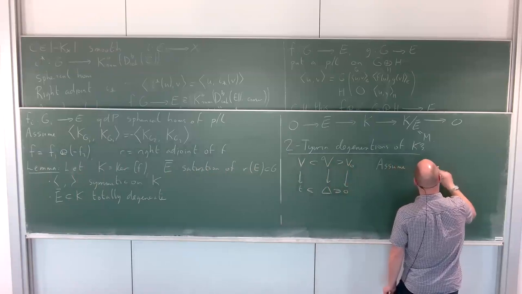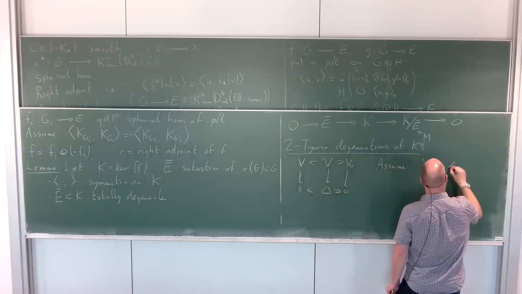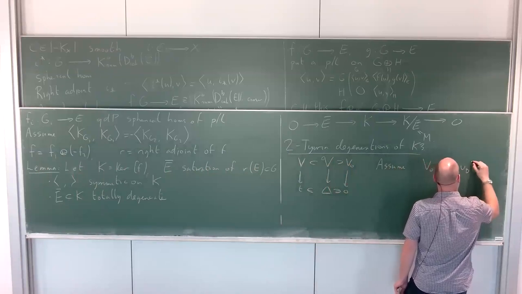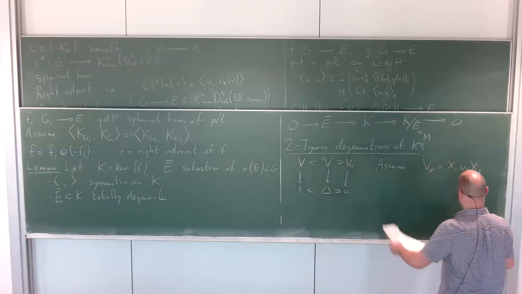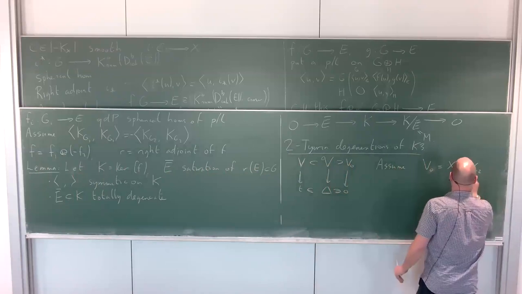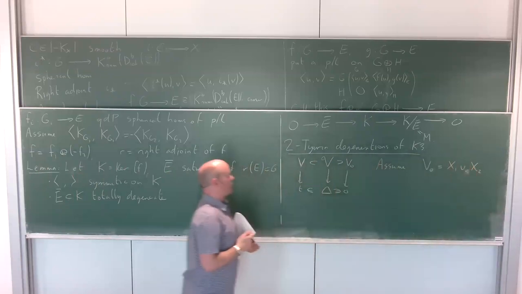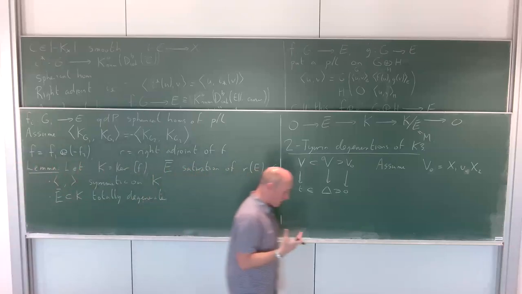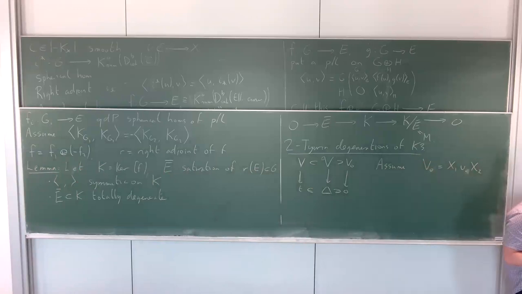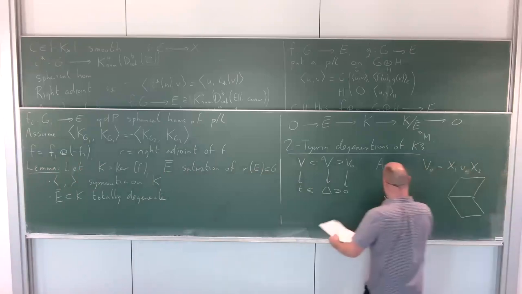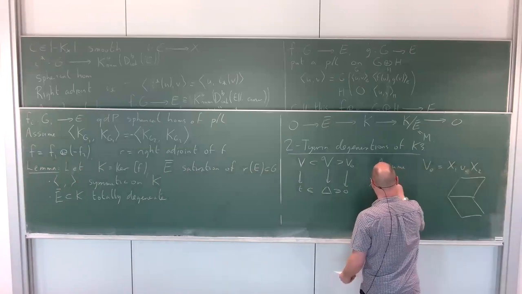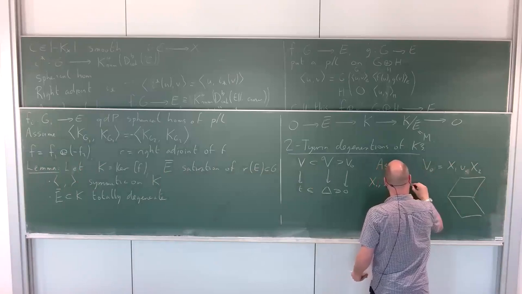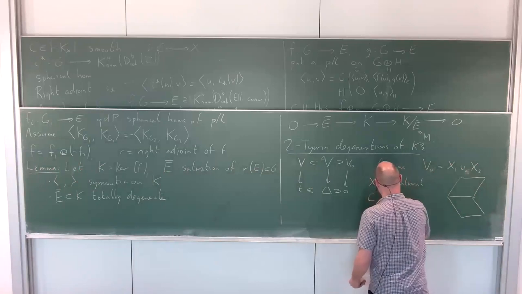So what's this going to be? V naught is going to be a union. So this is a degeneration. I'm degenerating my K3 surfaces. I'm taking a very special type of degeneration. I'm degenerating them to unions of two surfaces glued along a curve C. So my degeneration looks something like this. X1 and X2 are rational, and C is smooth anticanonical.